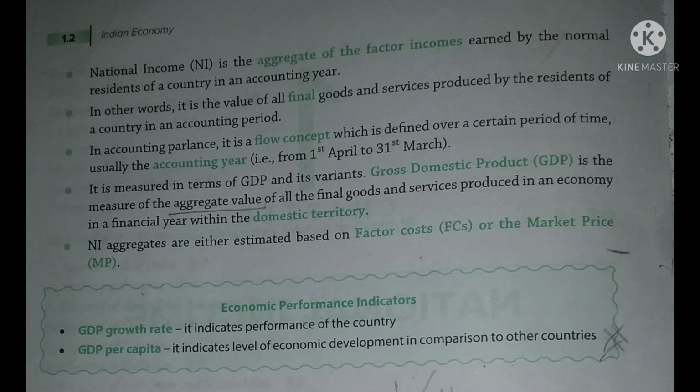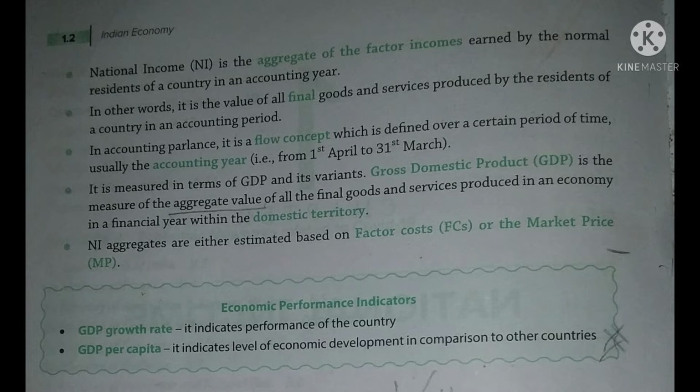Hi friends, today we will discuss a new topic, that is national income. So, what do we mean by national income? National income is the aggregate of the factor incomes earned by the normal residents of a country in an accounting year. Here, what do we mean by aggregate? Aggregate means the total or sum total of the factor incomes.